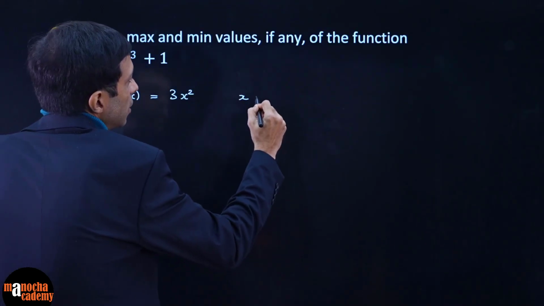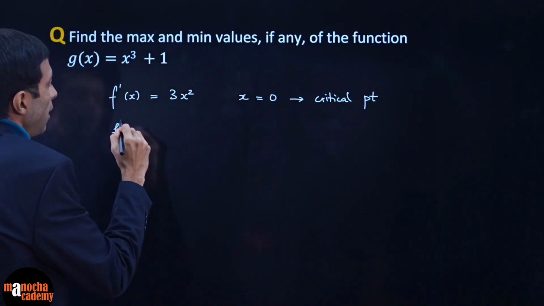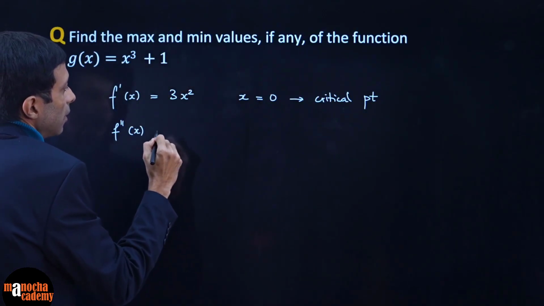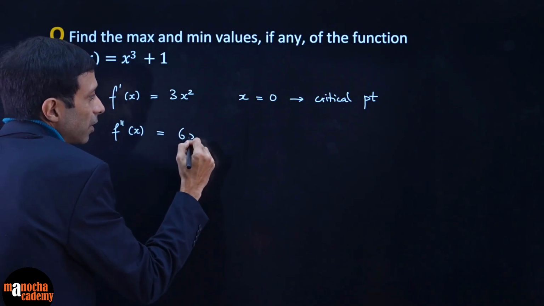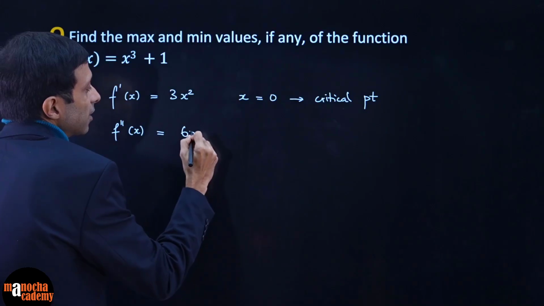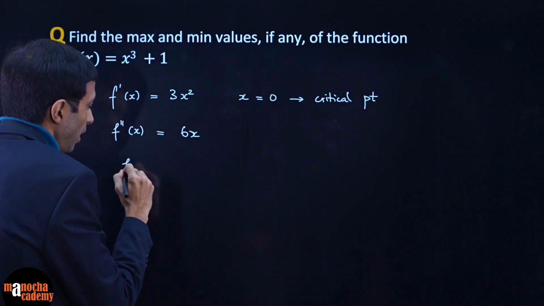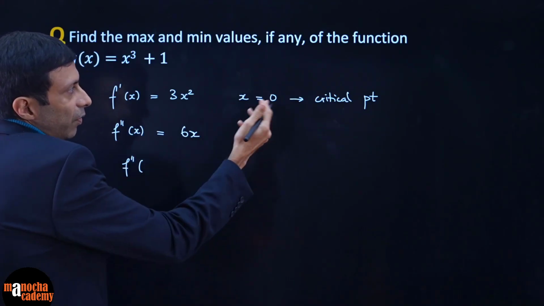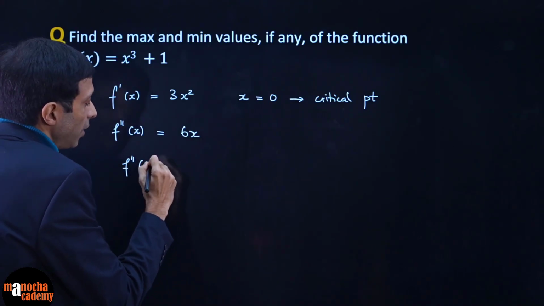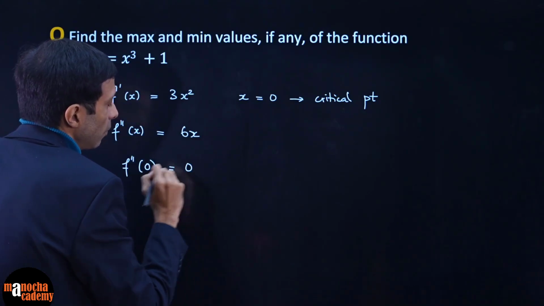So x equal to 0 is turning out to be the critical point. Now take the double differentiation, f double dash x. This time we get something which still has the x term, so more interesting, right? 6x. Now you have to put x equal to 0. So f double dash at the critical point, we have only one critical point. So f double dash 0 is turning out to be 6 times 0, which is 0.